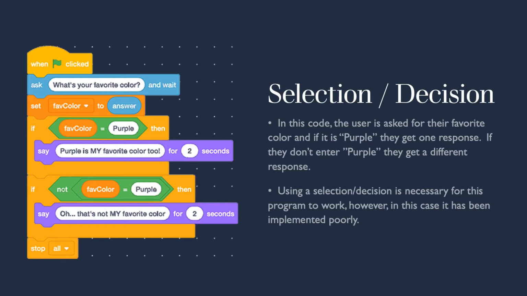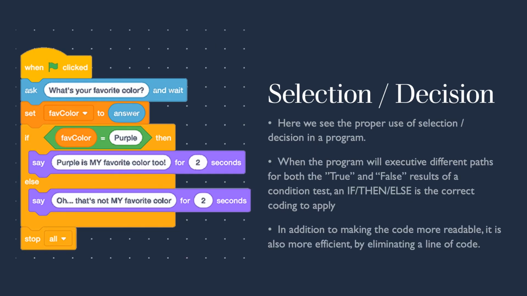Selection decision. In this code, the users are asked for their favorite colors. And if they say purple, then they get one response. If they don't pick purple, then they get another response. In this case, a selection decision is necessary, but it hasn't been implemented to its best effect. Here we have the same effective program, but it asks if favorite color is purple. If you say purple, yeah, man, that's my favorite. And if they don't, they say, oh, that's not my favorite, but it's in an if-then-else. Far more efficient, and fewer steps in your computer coding.